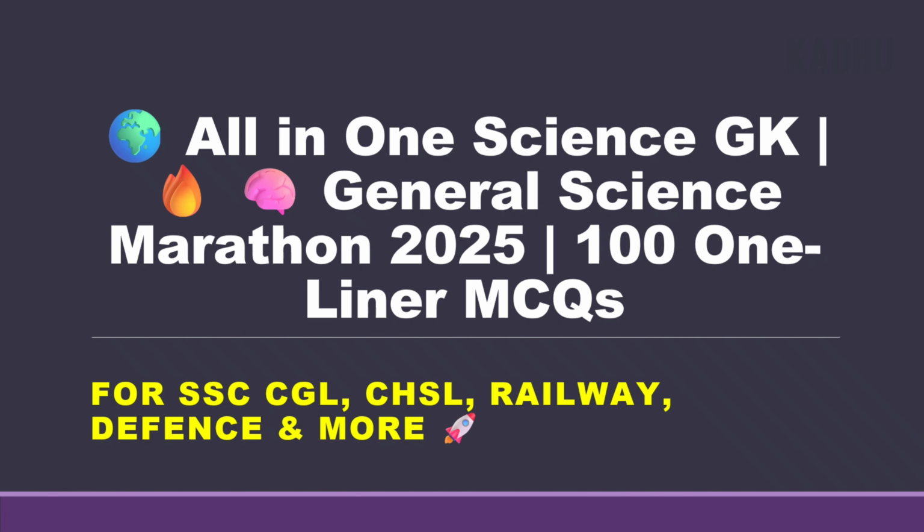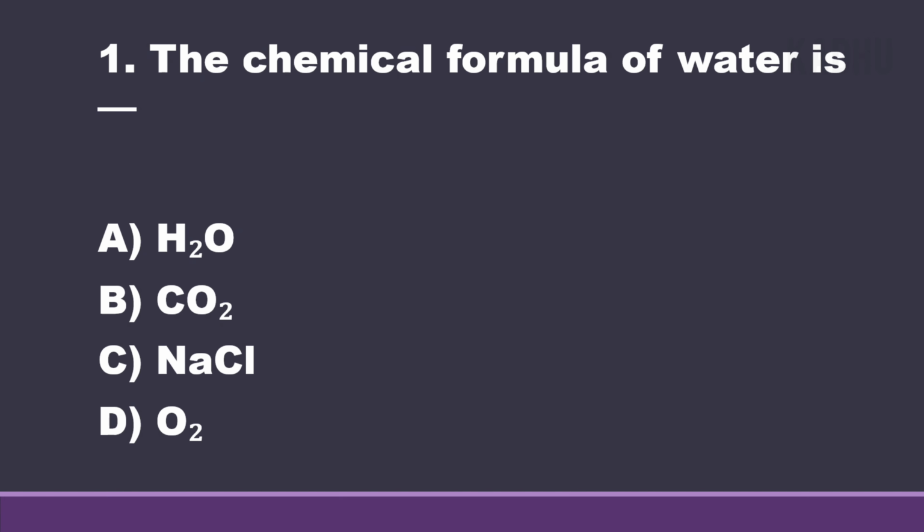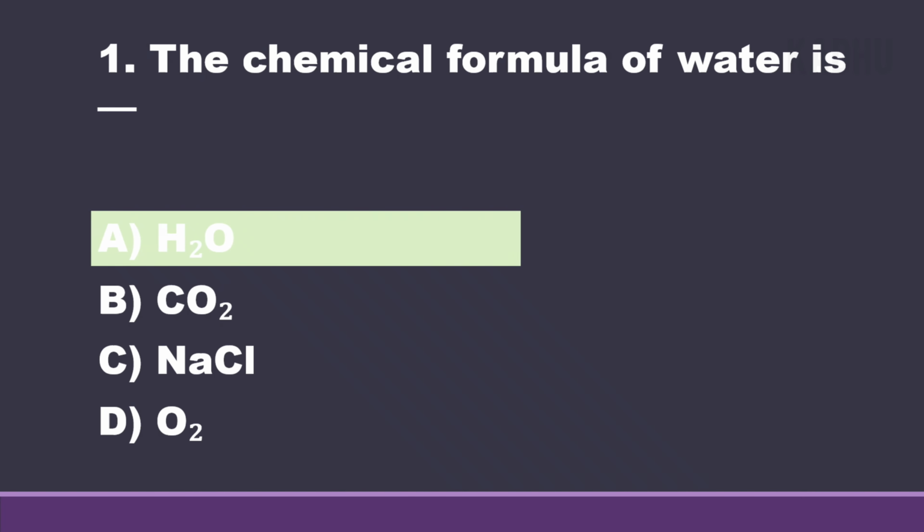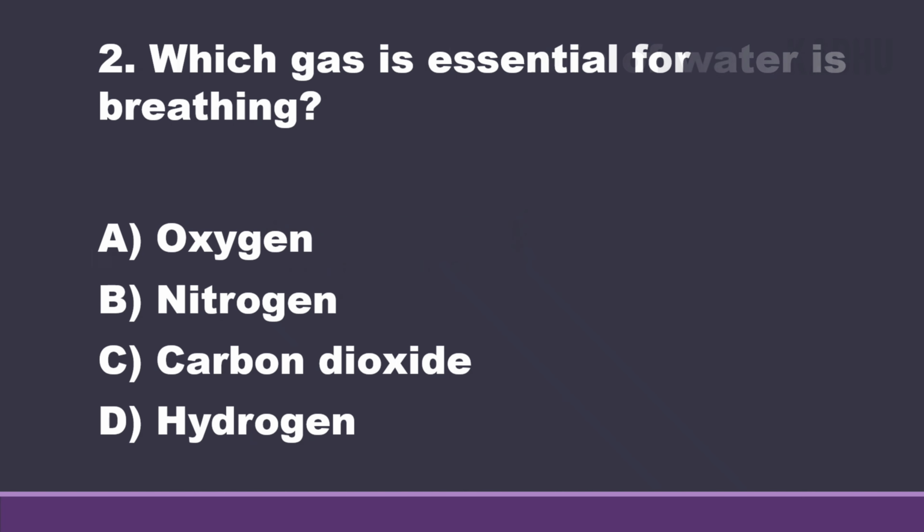Today we will discuss the top 100 important science GK for all the examinations. So let's start with our first question. The chemical formula of water is, option A, H2O will be the correct answer. The chemical formula of water is H2O.